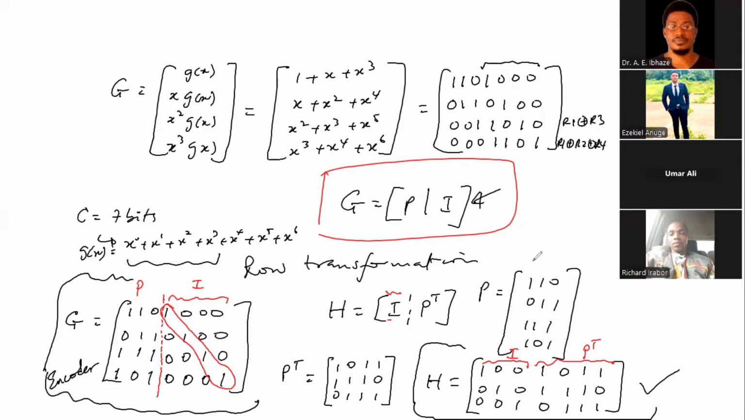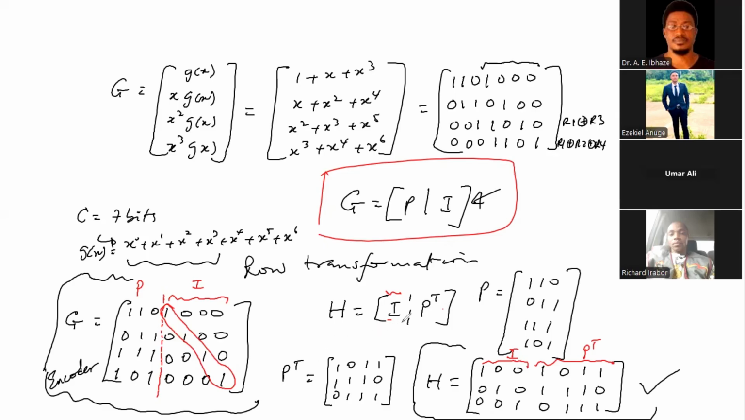So the transpose of this parity matrix is this, where we convert the row to column. So 1, 1, 0, this row is now this column, 1, 1, 0. 0, 1, 1, this row is now this column, 0, 1, 1. 1, 1, 1 on this row is now 1, 1, 1 on this column. And 1, 0, 1 on this row is now 1, 0, 1 on this column, meaning we've taken the transpose of this. So the only thing we now need to do is to plug this into this expression.